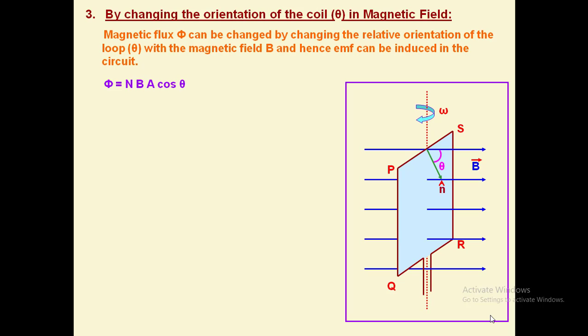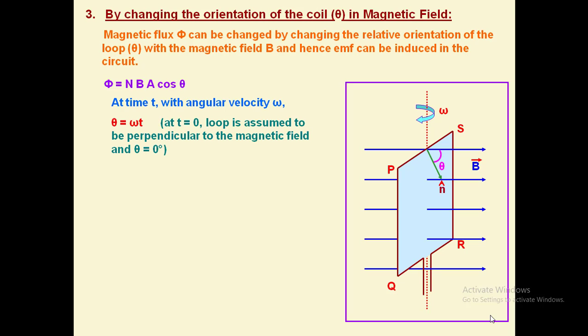So flux can be represented as NBA cos theta, where N represents the number of turns of the coil, B magnetic field, A area of the coil, theta is the orientation. At a time t with angular velocity omega, theta equal to omega t, which we have learned in class 11 in angular kinematics. At t equal to 0, the loop is assumed to be perpendicular to the magnetic field and theta equal to 0 degree. That means whenever the rectangular coil is perpendicular, both normal and magnetic field will be in the same direction.